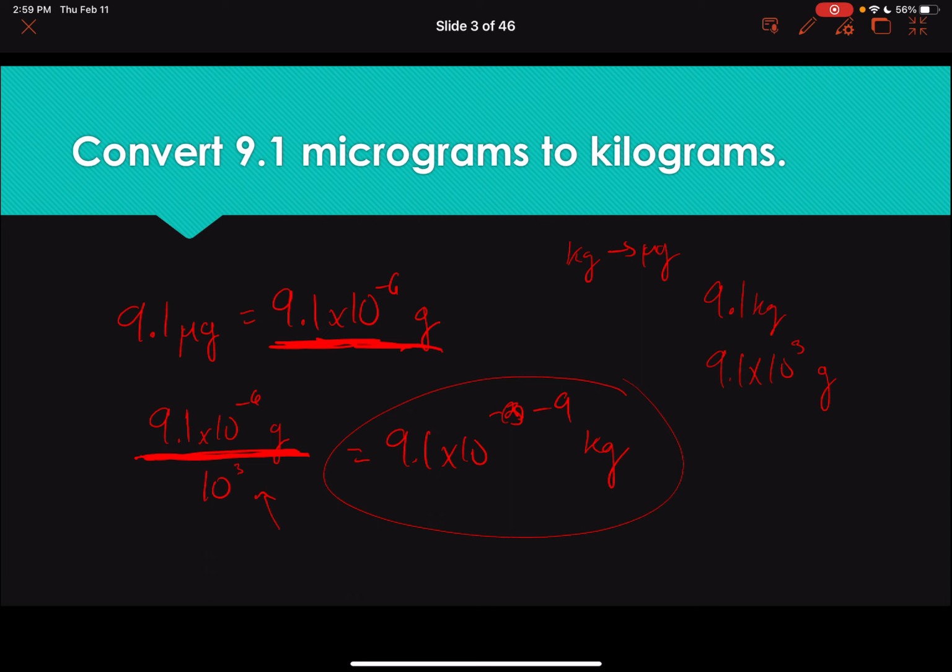And then if we want to get to micro, again, you can just divide by 10 to the negative 6. Okay? And then, again, you subtract the exponent, in this case minusing a negative 6, so you're essentially adding 6. So we get 9.1 times 10 to the 9 micrograms. And that is correct. 9.1 kilograms is equivalent to 9.1 times 10 to the 9 micrograms.